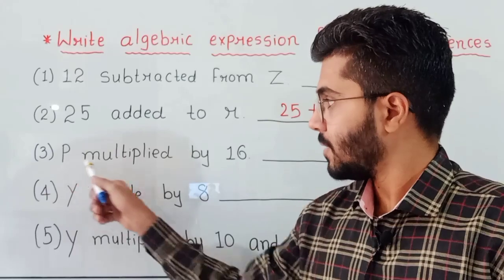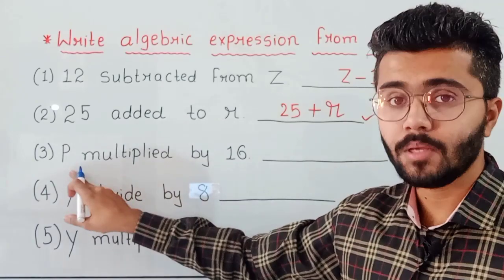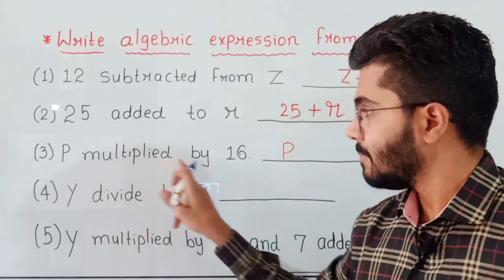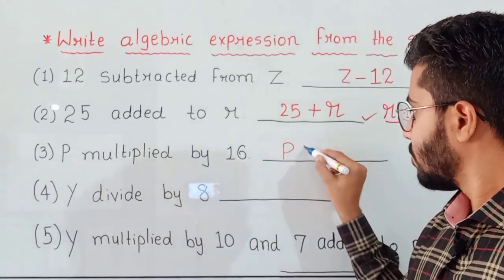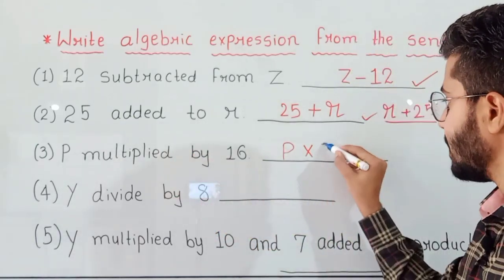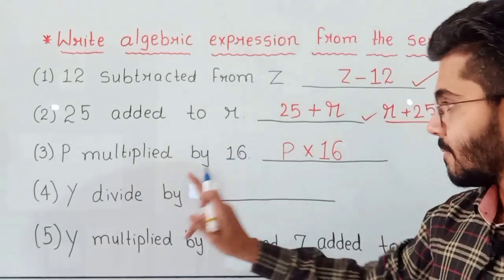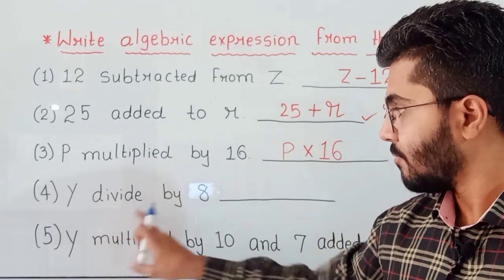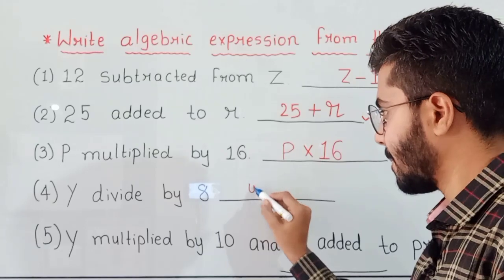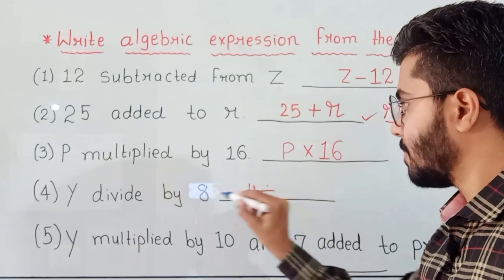Now third one, P multiplied by 16. So what is the first given? P. So we'll write P first, multiplied by. So P multiplied by 16. So P multiplied by 16 is the expression. Yes. Next, Y divided by 8. So we'll go very slowly. Y, first of all we'll write Y, divided by, so we'll write divided by 8.